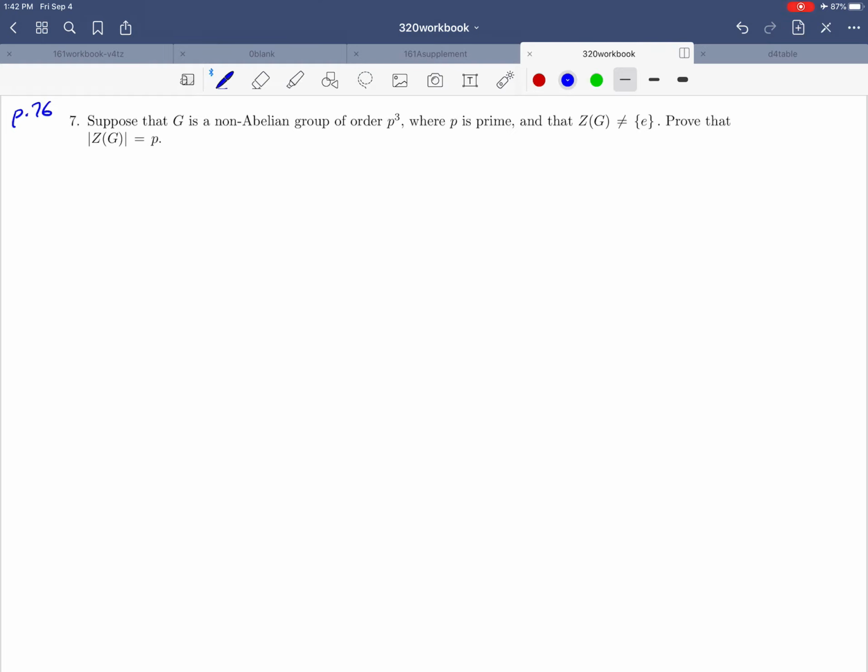Let's remind ourselves what the center of a group is. Z of G is the set of all elements in G that commute with everything in the group. We know that the center is always a subgroup of whatever group we're talking about. Our strategy is going to be to appeal back to theorem 9.3 in the section. We'll see how that works as we get deeper into the proof. We're also going to make use of Lagrange's theorem, which gives us some nice information about what possible subgroups we might have here. So let's start with Lagrange's theorem.